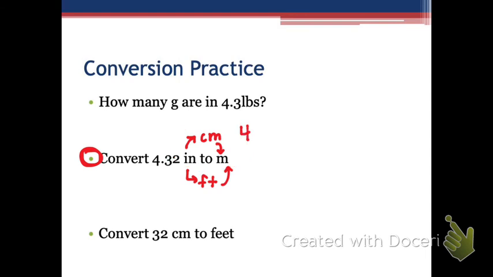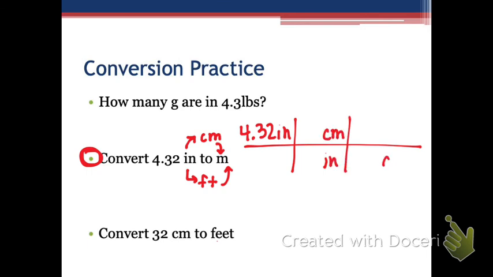So if I go 4.32 inches to centimeters, then centimeters to meters, I fill the numbers in these sections of my T-chart directly from my unit conversion chart. Those come directly from that. How many centimeters are in 1 inch, or how many inches are in 1 centimeter? Which one here gets the 1? Inches gets the 1 right off your chart, and there are 2.54 centimeters in that inch.